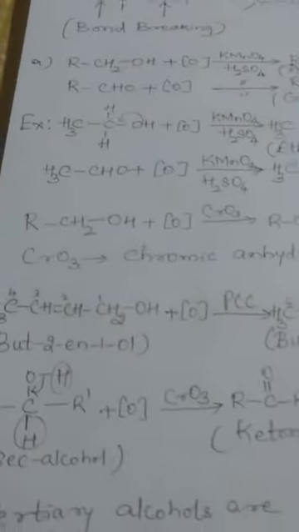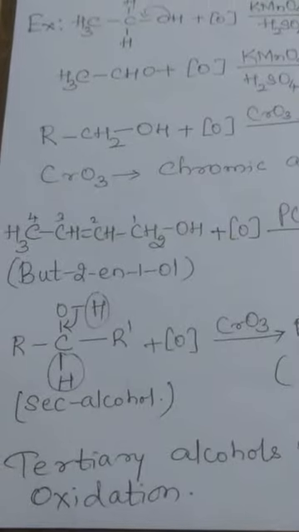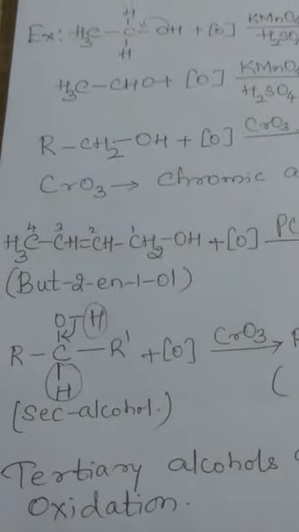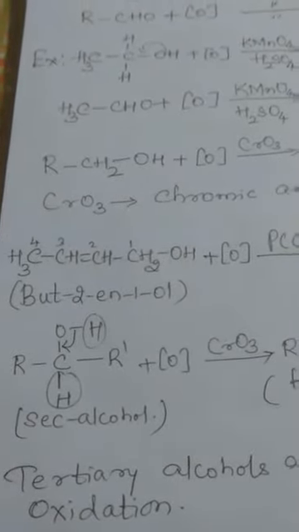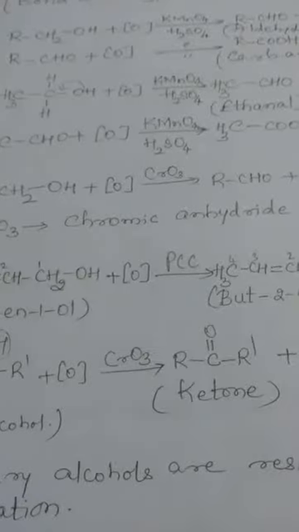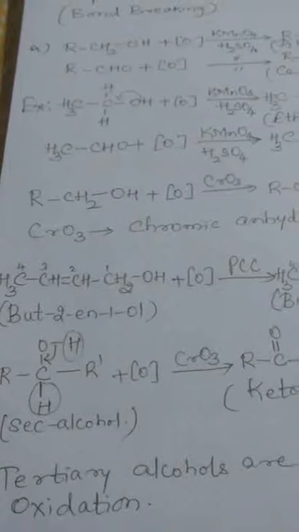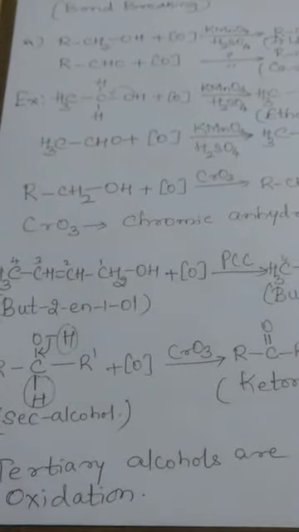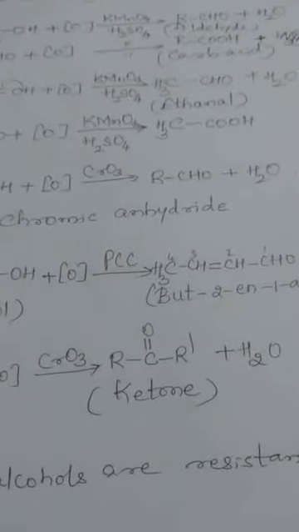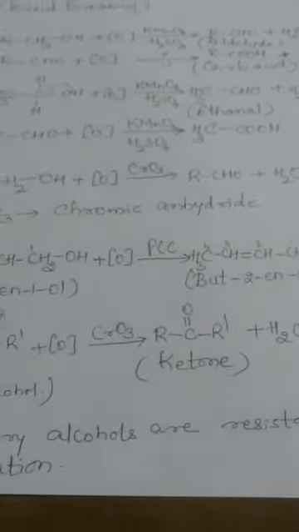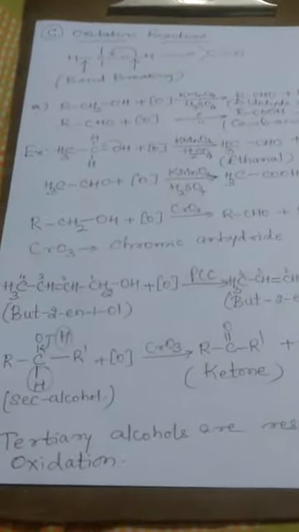If you take secondary alcohols, now this is the general representation of a secondary alcohol, RCHOHR'. So secondary alcohols are oxidized to ketones in the presence of chromic anhydride, that is CrO3. So there is elimination of H+ and H- as H2, the O-H pair of electrons is shifted to the carbonyl group, and you will get the product as the ketone RC double bond O R' plus H2O. So this is the secondary alcohol forming the ketone.